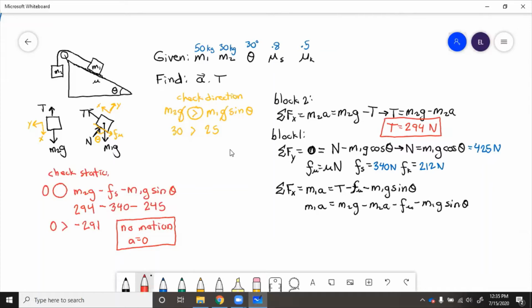So for problems like this, we start out with drawing the free body diagram. Then we compare which block pulls on the rope more, so we can determine the direction of friction and the coordinate frames. Then write out the force equations, check the static case, see if the blocks move. If they do move, we check the kinetic case, but in this case, they didn't move. So we knew that A equals 0, and we solved for tension from the rope.